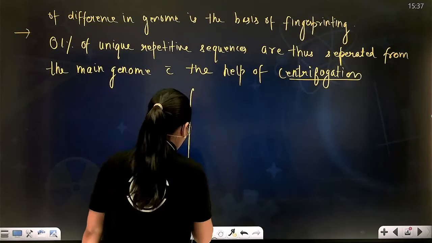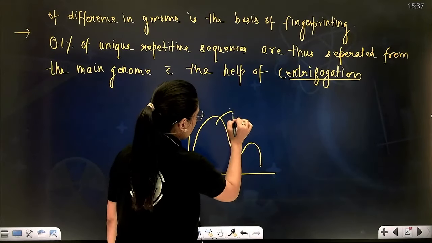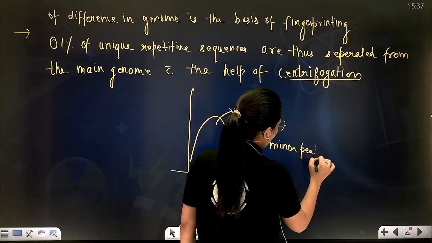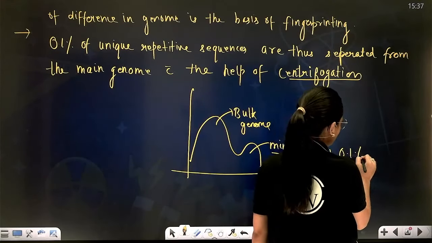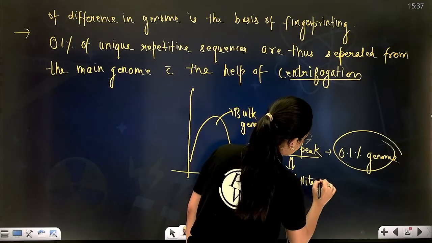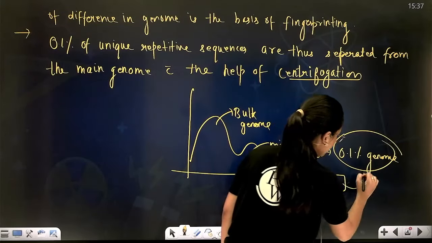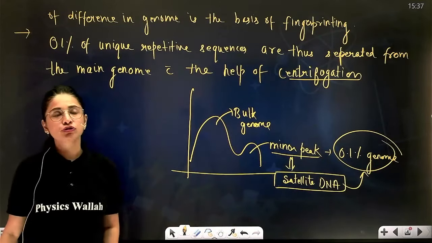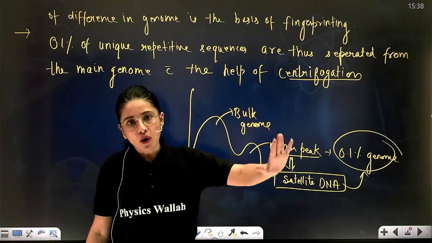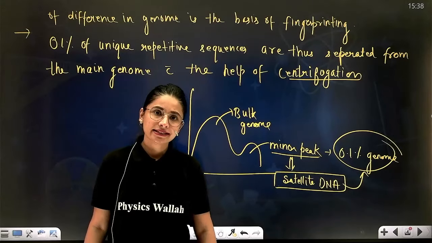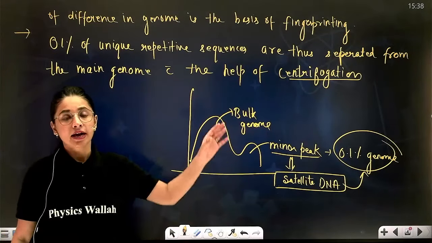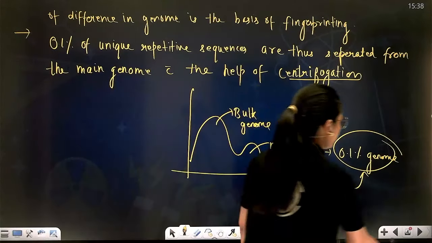So while you perform centrifugation, two peaks are obtained. One is called the higher peak, which is of the bulk genome, and there is a minor peak after centrifugation, which is of unique sequences, that is the 0.1% genome that we are going to use for DNA fingerprinting. This minor peak is also known as satellite DNA. So satellite DNA is actually the 0.1% of unique genome made up of usually repetitive sequences that are used for DNA fingerprinting in order to establish paternity or solve some criminal cases. Correct? Yes or no?